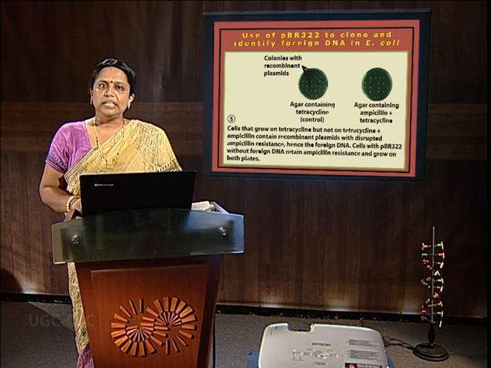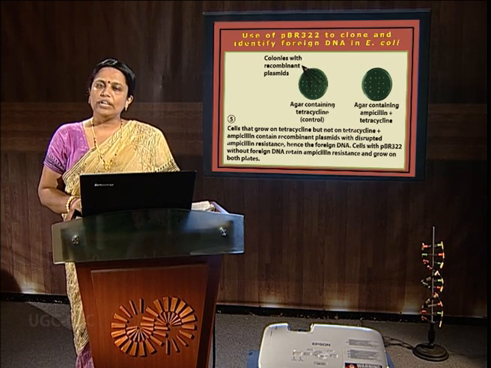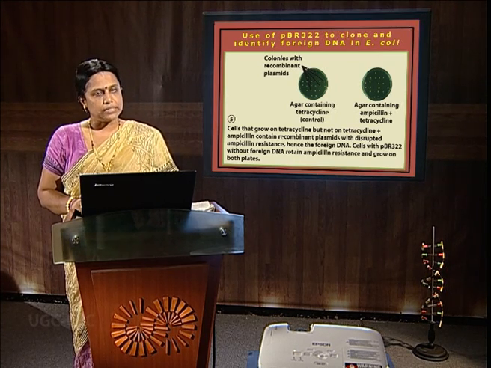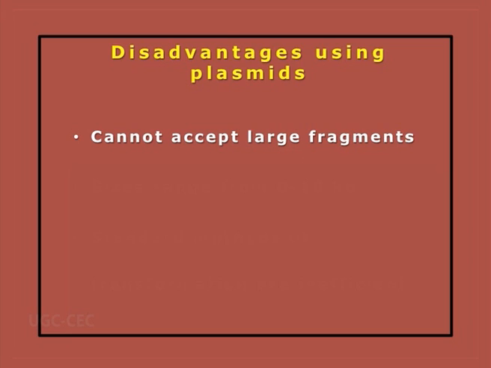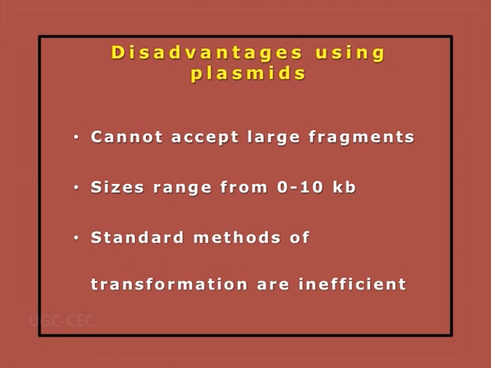Now you have seen a model for cloning a gene inside a plasmid vector, but it has certain limitations. Number one, it cannot accept larger fragments. It can accept fragments only up to the range of 0 to 10 kb. And standard methods of transformation are inefficient, meaning transformation efficiency is poor in case of plasmids. So we need to look for some other cloning vehicles.